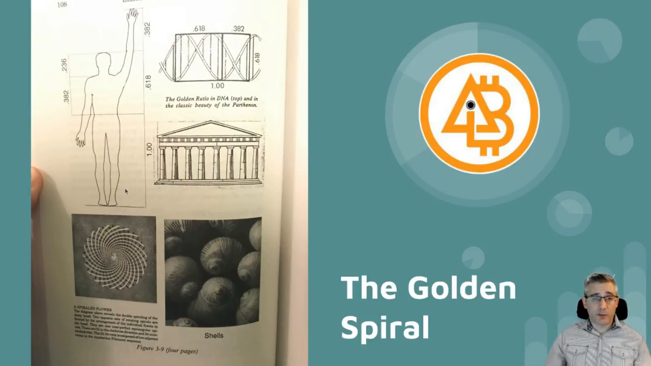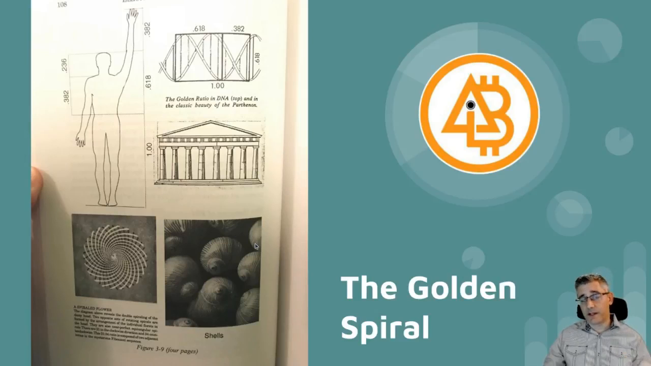So if you look at the human body, from the feet to the navel is 1, from the navel to the neck is 0.382, from the navel to the head is 0.618, from the neck to the head is 0.236, and to the hand outstretched from the head is 0.382. So these numbers and ratios make up what we determine to be visually aesthetically pleasing, as we can see in this building structure here.